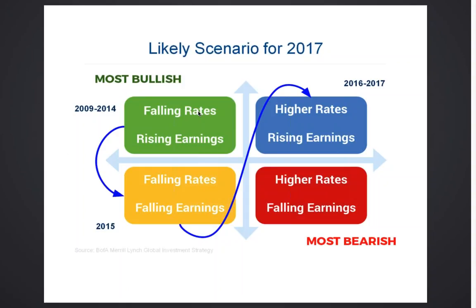Falling interest rates and rising earnings. And earnings were rising because they were being compared to the terrible earnings that came out of the financial crisis. And then in 2015, we entered a bearish scenario of falling interest rates and falling earnings. In fact, we had 6 quarters in a row of year-over-year earnings declines. It's called an earnings recession.